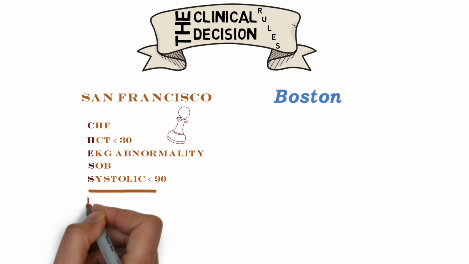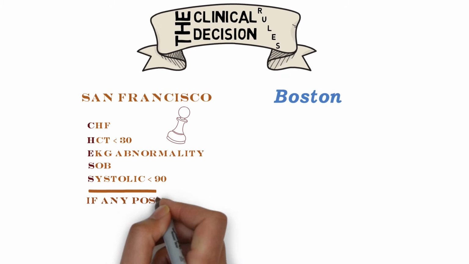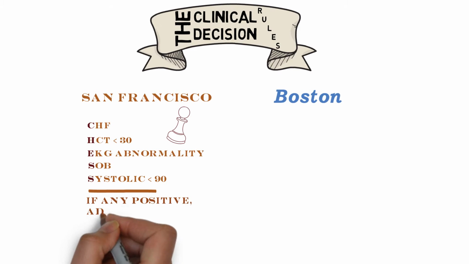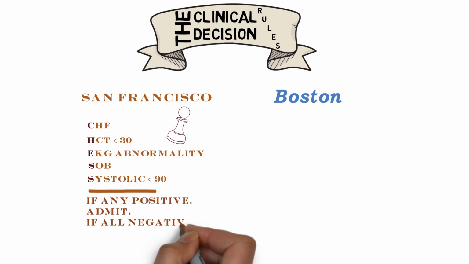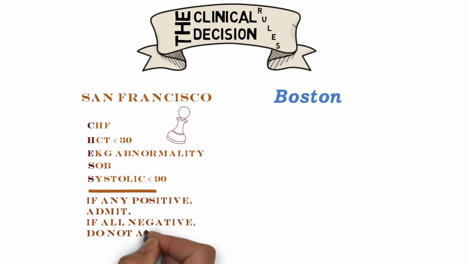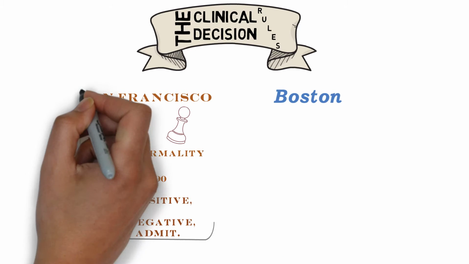The rule suggests that if any of these criteria are positive, the patient may need to be admitted because she is high risk. If all the criteria are negative, then the patient is in the low risk category, and you can feel okay about discharging her. That's the San Francisco rule. We'll talk more about the studies behind this rule in a little bit.